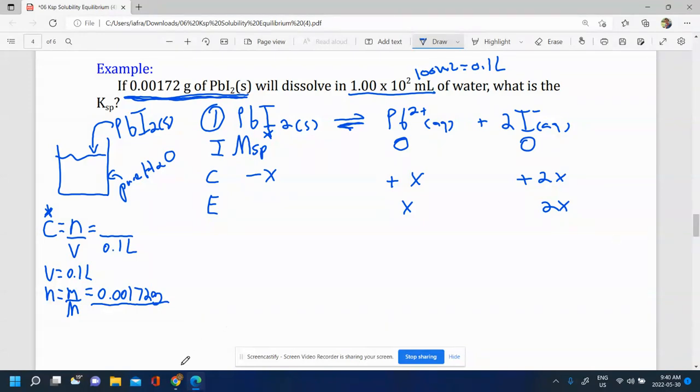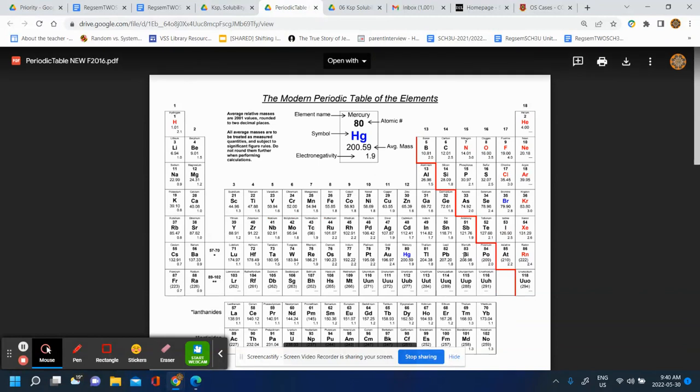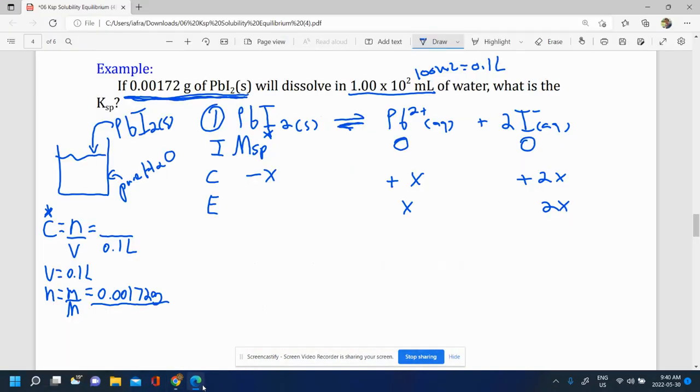I need to go to my periodic table because I don't remember these molar masses off the top of my head. So PbI2: Pb is 207.2, so 207.2 plus 2 times whatever iodine is. Iodine is 126.90, and we get 461.00 grams per mole. Cross out the grams, and we're left with moles.